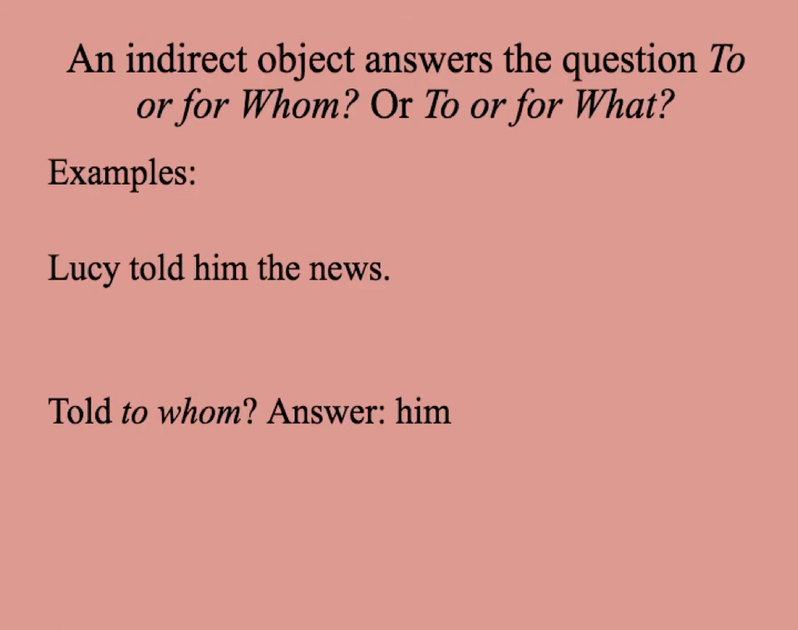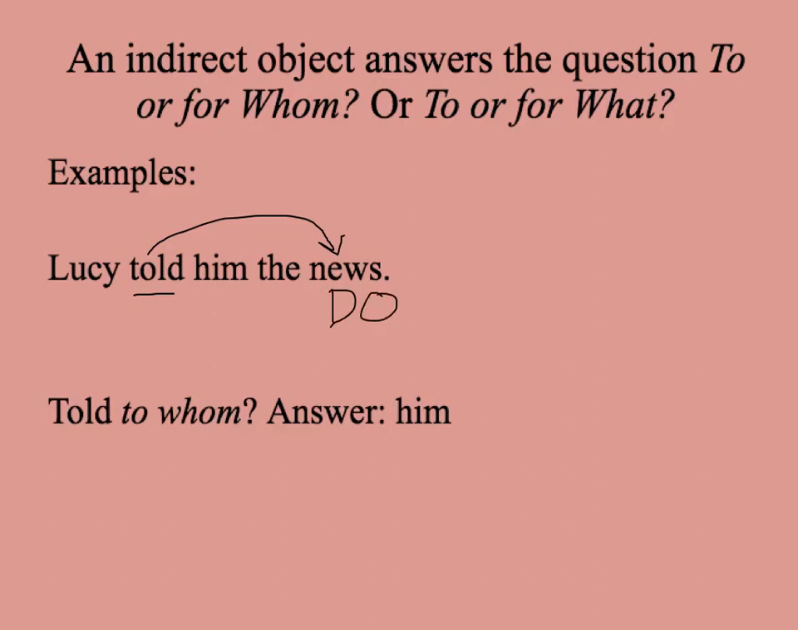Always look for the direct object first in a sentence. Well, actually, you should look for the verb first. So let's do that. Lucy told him the news. What's the verb? Very good. Now, what questions do you ask to figure out the direct object? Told what? Told who? Told what? The news. So you know that news is the direct object.